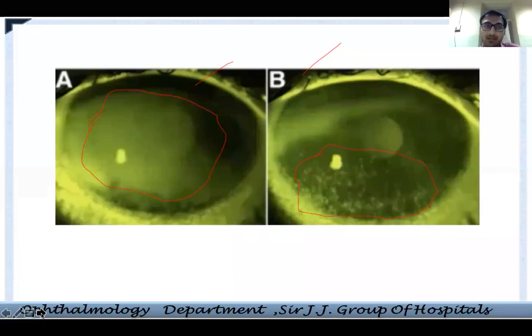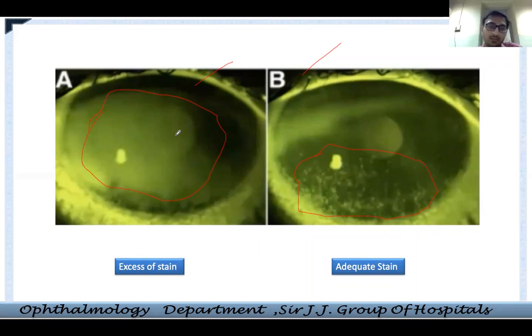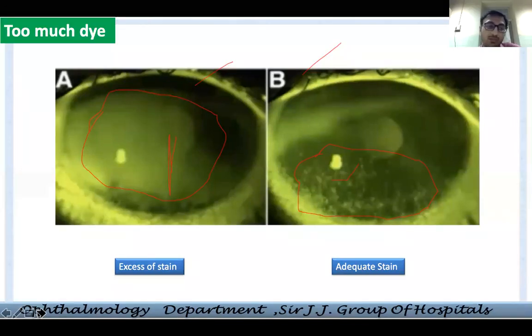So what happened here? This is nothing but excess of stain, and this is an adequate stain. It was stained by somebody who is not trained, who doesn't know how much fluorescein to put in the sac, and they put excess of fluorescein, and it disperses over the whole corneal surface, giving you the wrong finding. Secondly, it masks the true finding. So adequate stain is very important when you want to see a corneal surface. This is too much dye.